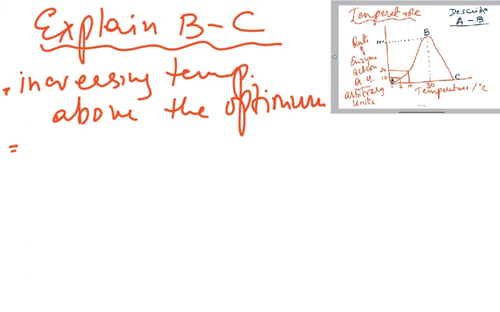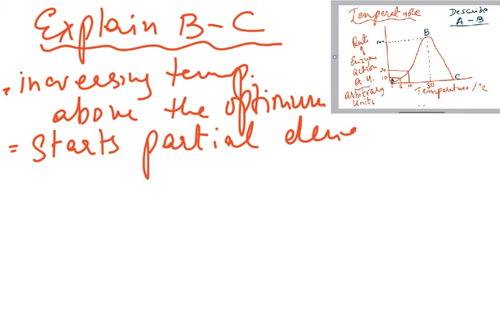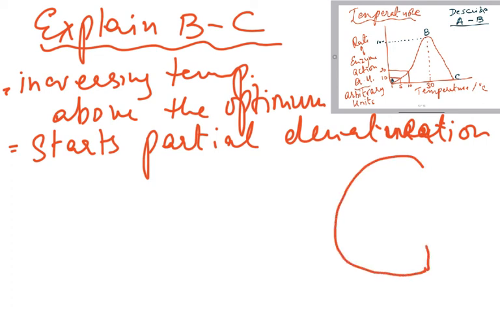It starts partial denaturation. Partial denaturation means not complete denaturation, but it's partial denaturation. Slightly the active site is starting to change its shape. So say this was the enzyme and this was the active site. Now there's a slight change in the active site, but still product is being formed. So still product is formed. That is why we call this partial denaturation.